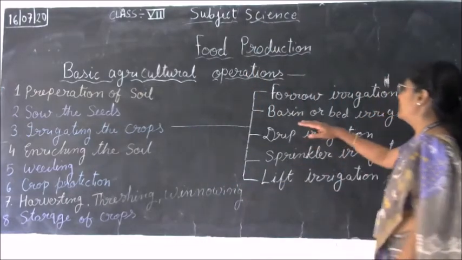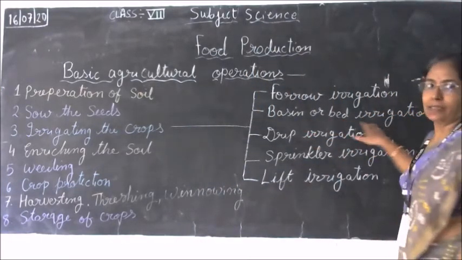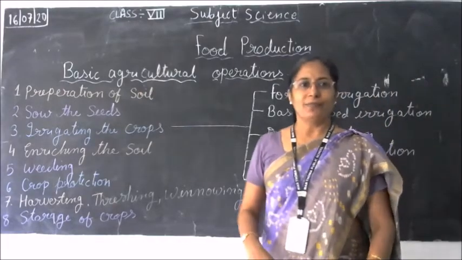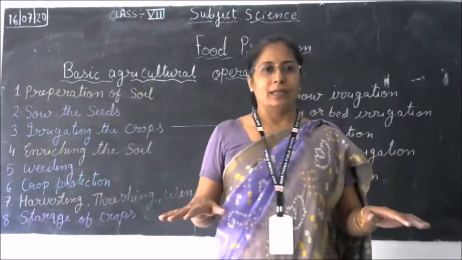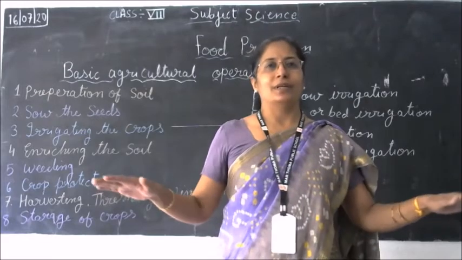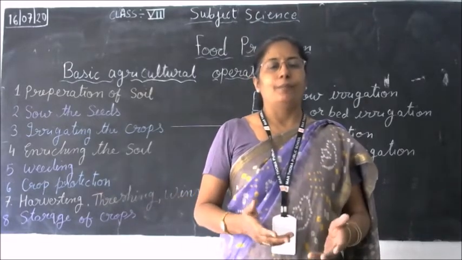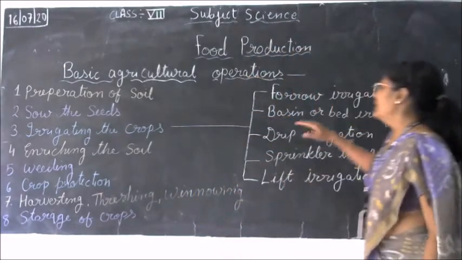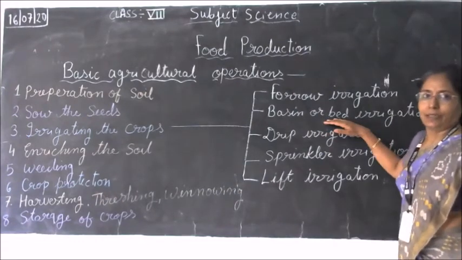Next is basin or bed irrigation. It means making the field in the form of a basin. They actually submerge the field with water. Paddy crops are grown by this kind of irrigation.